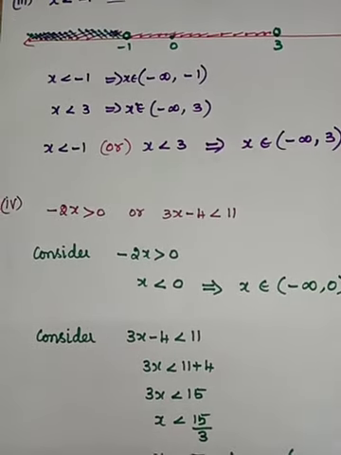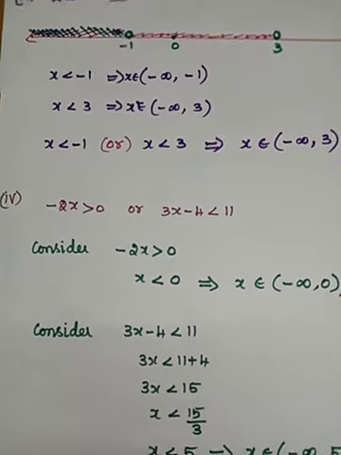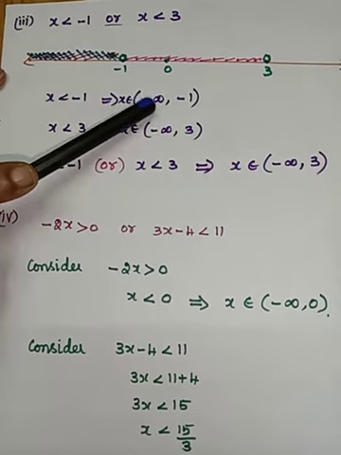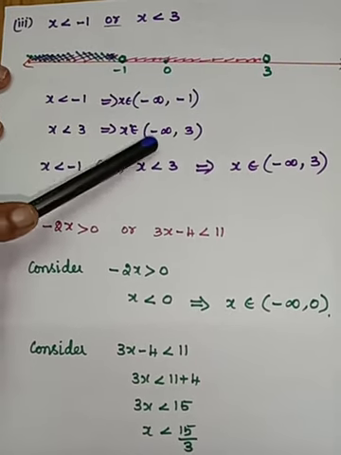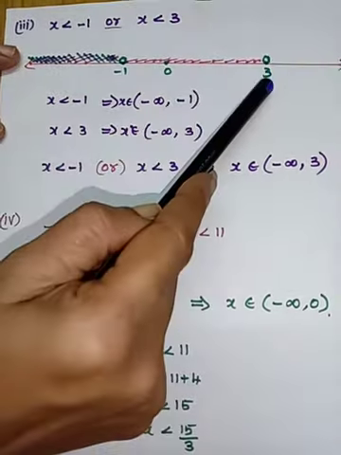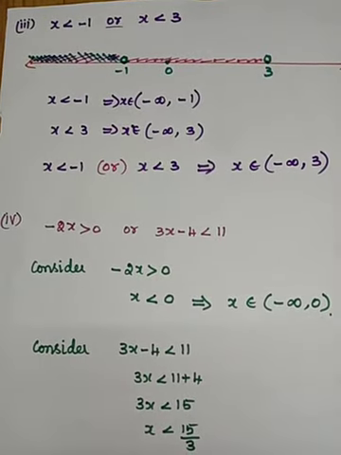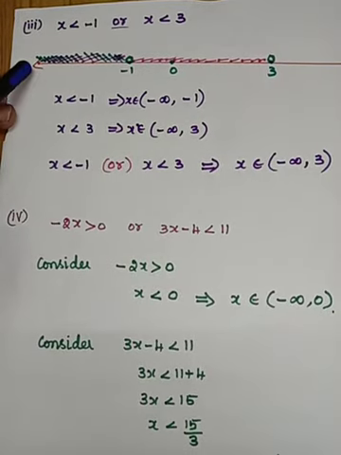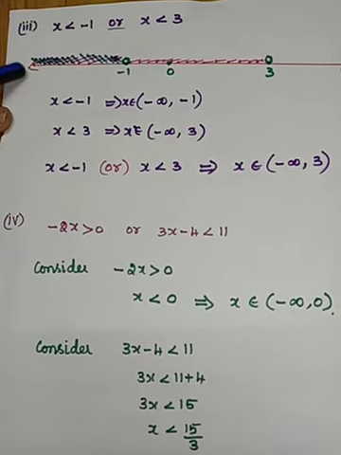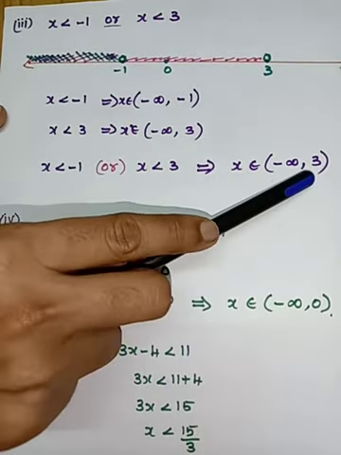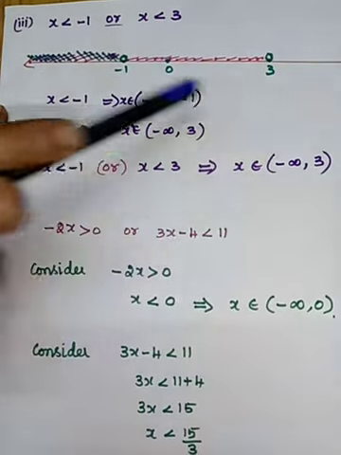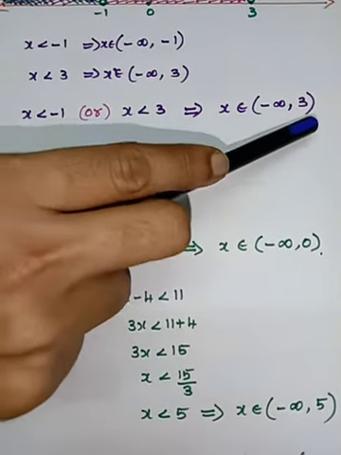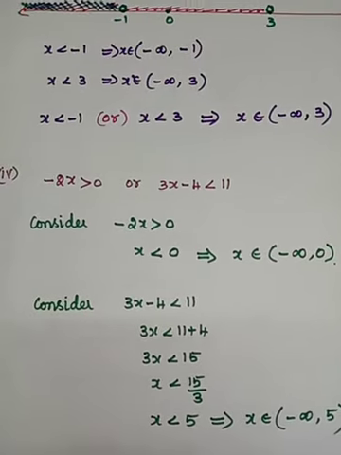Here which symbol is there? Or. Or means you have to join both the intervals. So minus infinity to minus 1 is the first interval, and the second interval is minus infinity to 3. If we join both the intervals, these parts are common, but we have to join them. So I have started from minus infinity to 3. 3 is not included. So the union of both the intervals is the open interval minus infinity to 3.